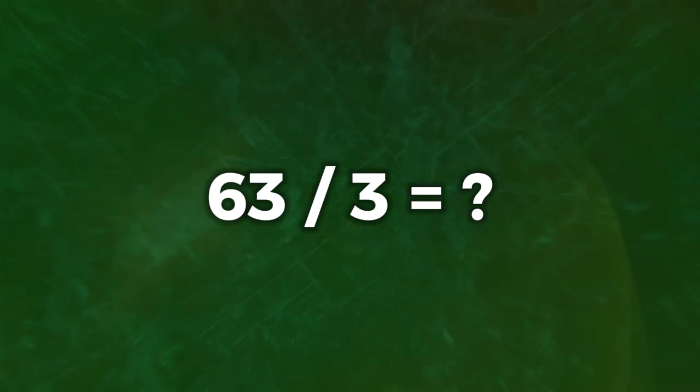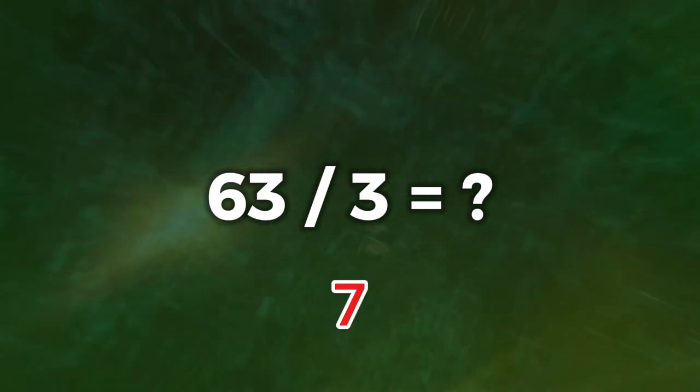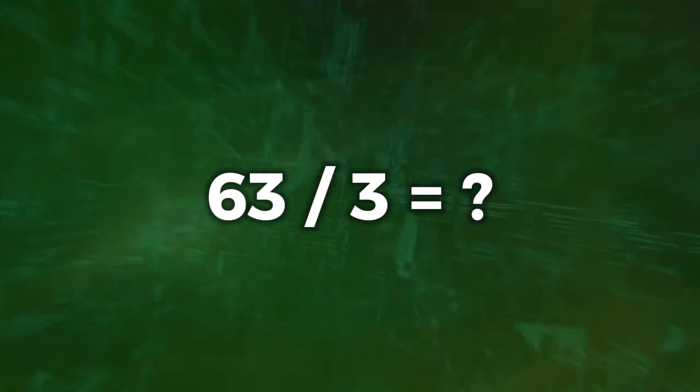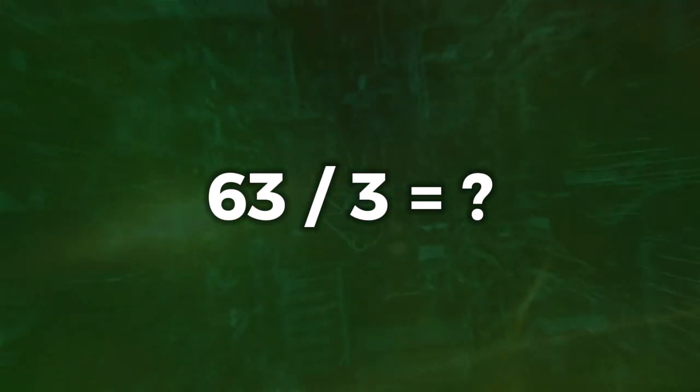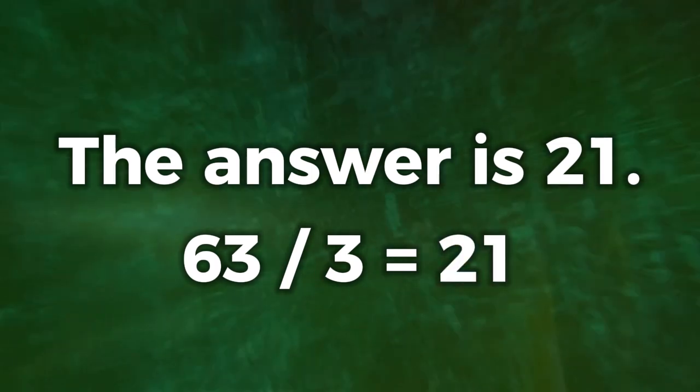What is 63 divided by 3? The answer is 21. 63 divided by 3 is equal to 21.